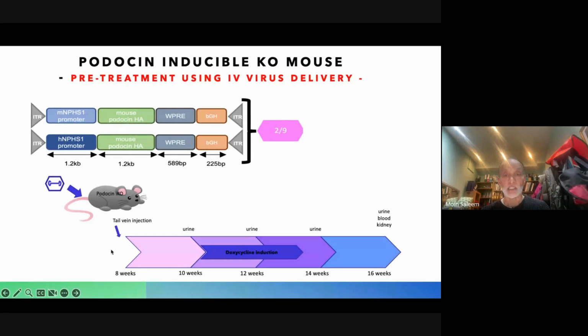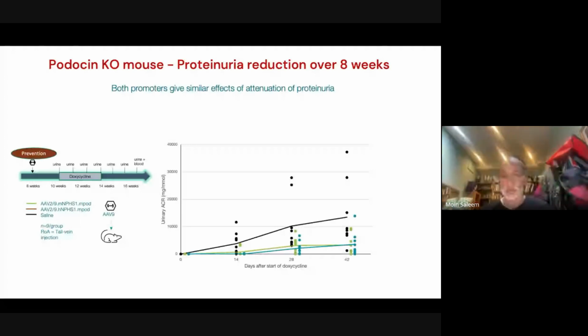What we did is we gave the virus to the mouse. It's an intravenous injection where we give it the virus with normal podocin, with a nephrin promoter, so it should only express in podocytes. Then two weeks later, we induce the disease in the mouse by giving it tetracycline, so it gets nephrotic syndrome. And then we follow that mouse for the next 16 weeks, measuring proteinuria, and at the end of the experiment, looking at the blood and kidney profiles. And this is what happens. These mice, the black is the control mice, so they don't have the virus, they don't have the rescue.